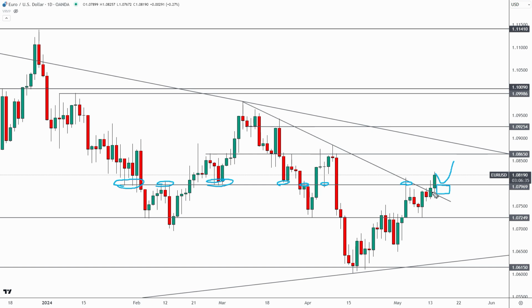So right now we do have the market moving into this new range. As of right now, this is a bullish market, at least in the short term.